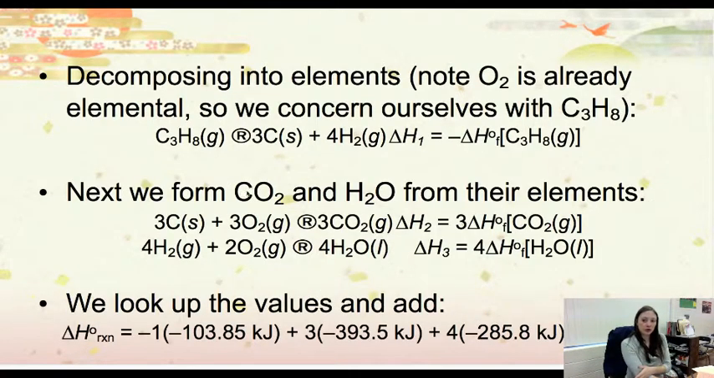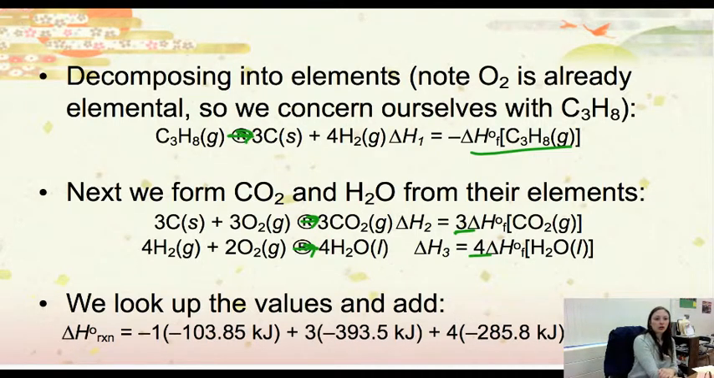So you decompose into your elements, okay? You take C3H8 and break it apart into carbon and hydrogen, okay? So my delta H for the first step is going to be the enthalpy of formation for C3H8. Next you form CO2 and H2O. Notice how I had to form 3 CO2s, so I've got 3 times the enthalpy there for CO2. I had to form 4 waters, so I got 4 times the amount for water. You look up the values for those particular compounds, and you add them up, and then you get your value.